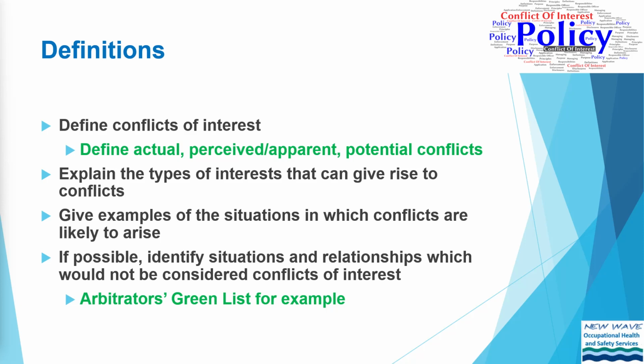As we've seen in these modules, not all conflict of interest issues are clear-cut. Thus, you should define relevant terms. You should explain what you mean by such terms as actual, perceived, apparent, potential conflicts of interest, financial and personal interests, and disclosure. As well, you should use definitions that are relevant to your organization. You should also give examples of situations that you believe are not conflicts. Things like the arbitrator's green list, for example, that we discussed in the previous module.